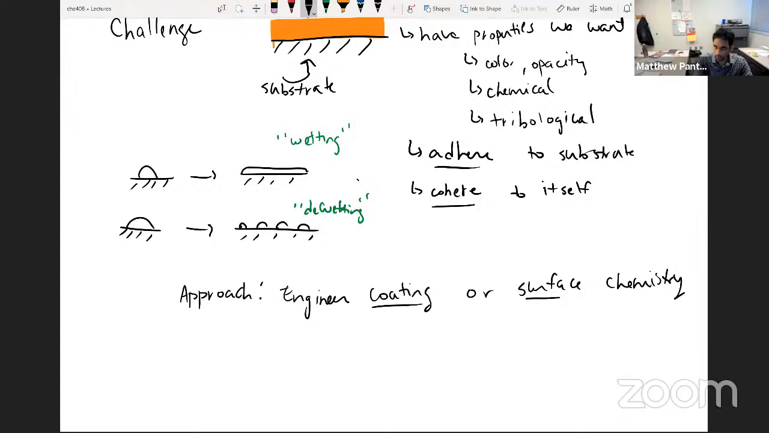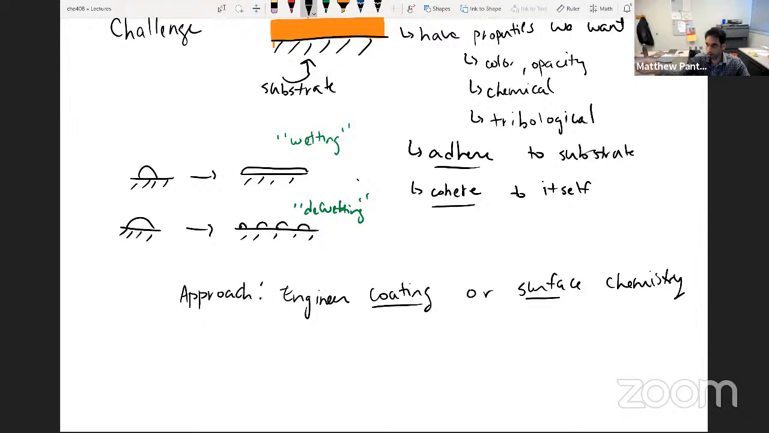And we'll talk about both of those. There's a couple really common approaches that are done for both of these. In some cases, for example, modifying the surface, it will not be practical, right? You want to paint your house. Maybe there's a little bit of stuff you can do.